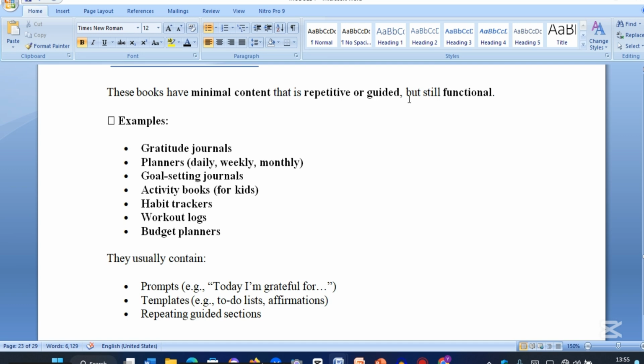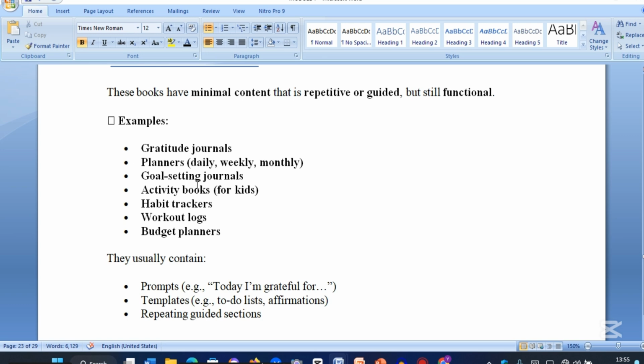or guided. Minimal written content or images that is repetitive or guided. You can, for example, have a gratitude journal, and inside that gratitude journal you can have prompts like, today I'm grateful for, today this made me happy, 3 things that I'm grateful for, like that. If it's a planner, it must have prompts, if it is a daily, a weekly, or a monthly planner.